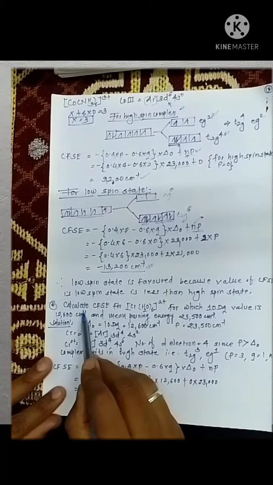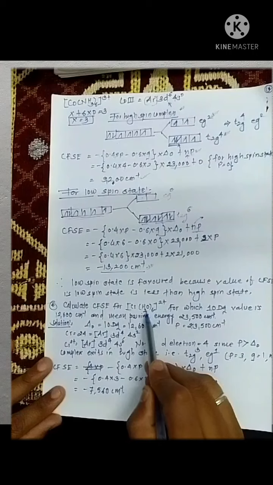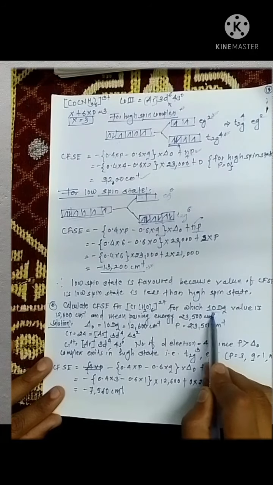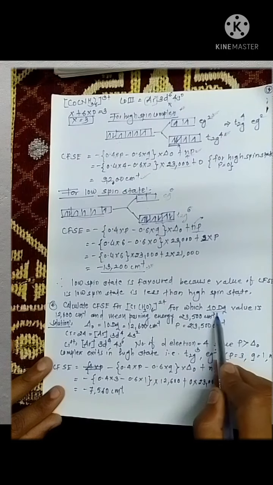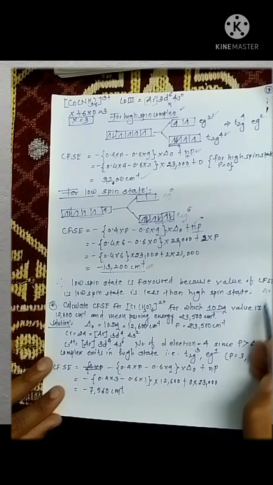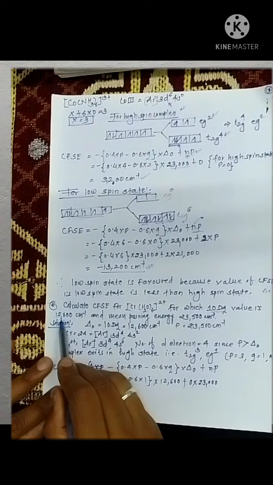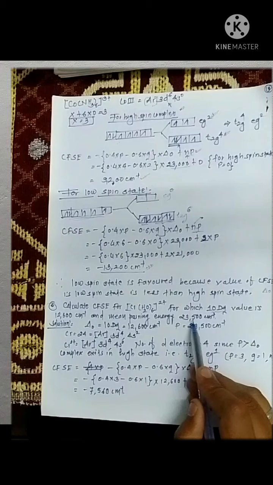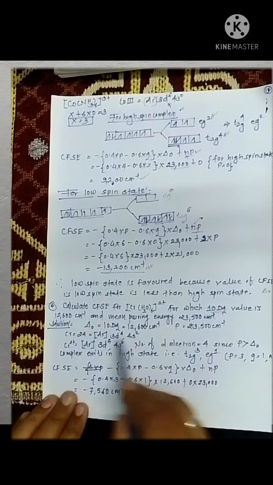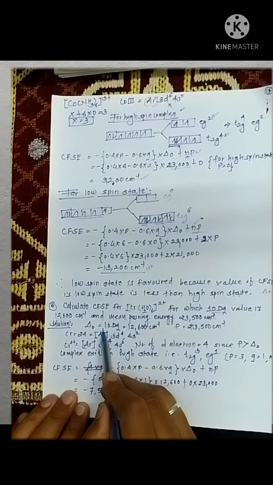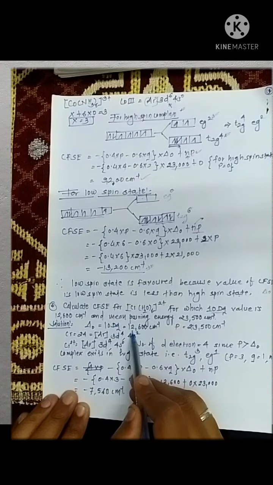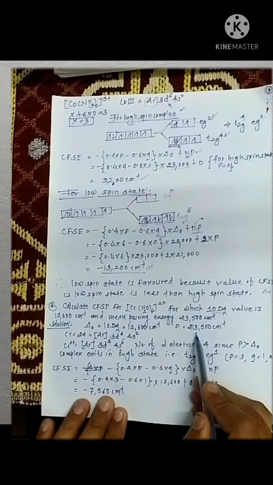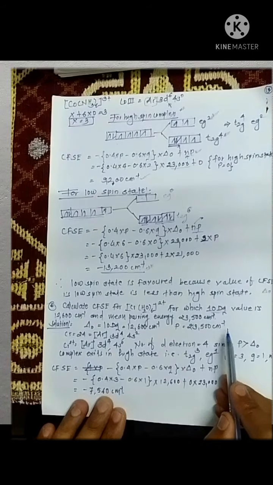Now calculate CFSE for hexaaquachromium 2 plus, for which 10 Dq, which is nothing but delta O value, is 12,600 centimeter inverse, and mean pairing energy is given as 23,500 centimeter inverse. So delta octahedral, that is equivalent to 10 Dq, is equal to 12,600 centimeter inverse. Pairing energy is 21,500 centimeter inverse.